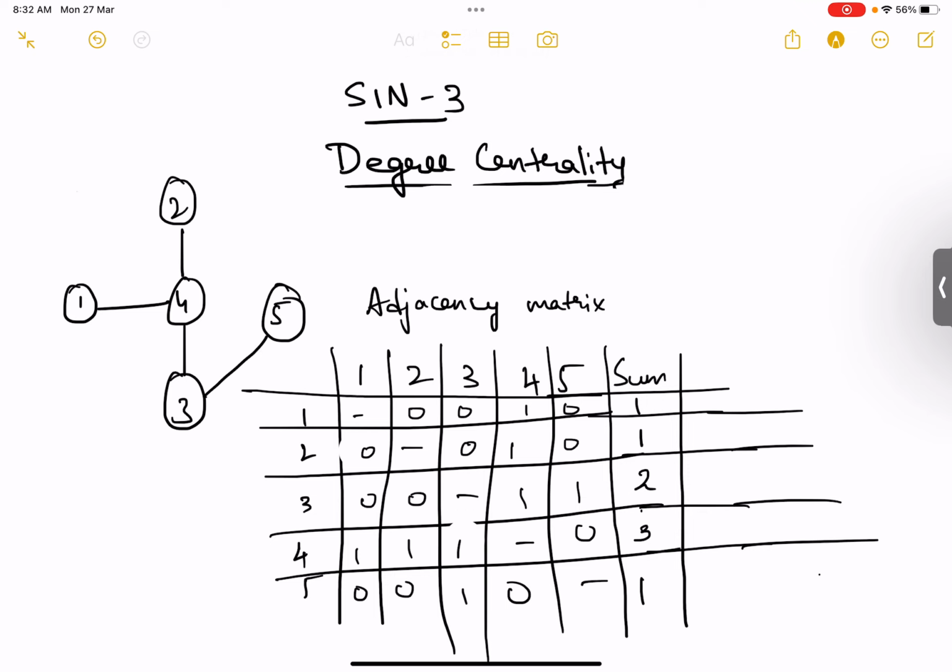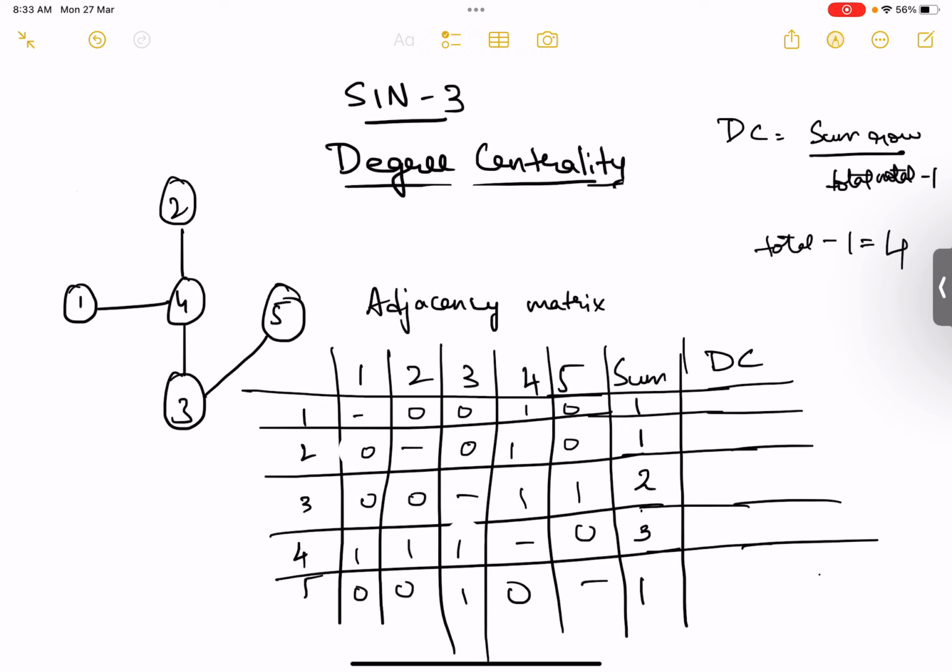And what was the formula? Essentially, degree centrality is equal to the sum of the row in the adjacency matrix divided by the total number of nodes present minus 1, because we need to remove the node whose degree centrality we are calculating. Now let us make this column degree centrality. We have a total of 5 nodes, and the total minus 1 is equal to 4. The degree centrality is the sum divided by the total minus 1. So this will be 1 by 4, this will be 1 by 4, this will be 2 by 4, which is equal to 1 by 2, and then we have 3 by 4 and 1 by 4.